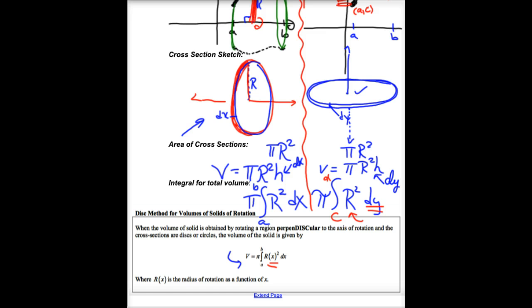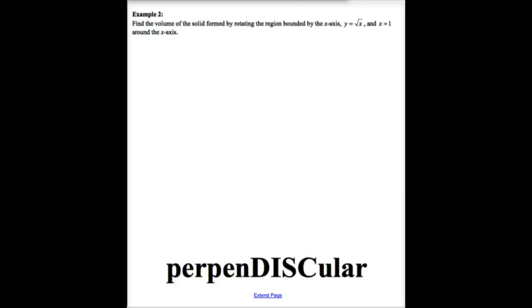So let's go practice that and see how it goes. First and foremost, we need to get ourselves a really good sketch so we can see what's going on here. So my function, my f of x, is the square root of x, and that's just the shout out function. I'm also being bound by x is equal to 1, and I'm bound by this. So I'd go shade that in if I could shade nicely, and I'm going to be whipping that thing around the x-axis. So I draw my representative rectangle perpendicular to the axis of rotation.